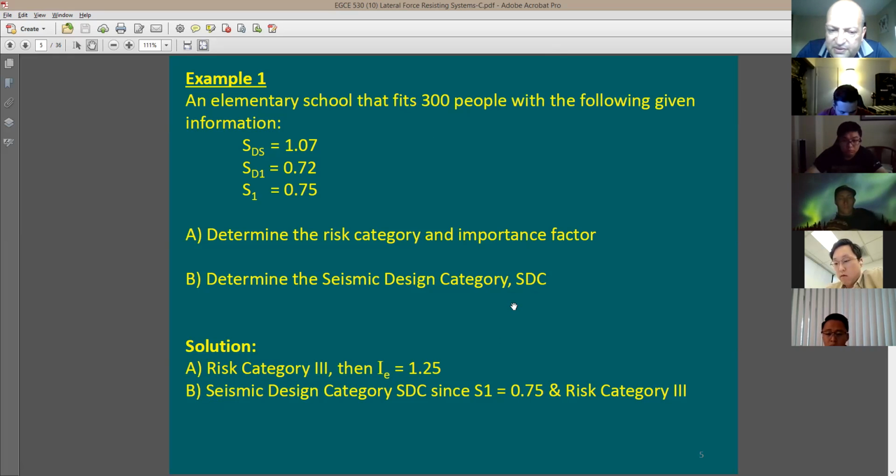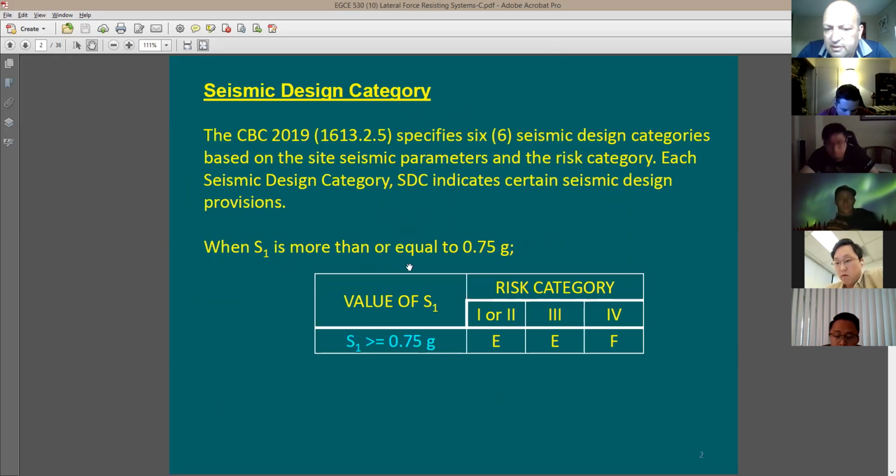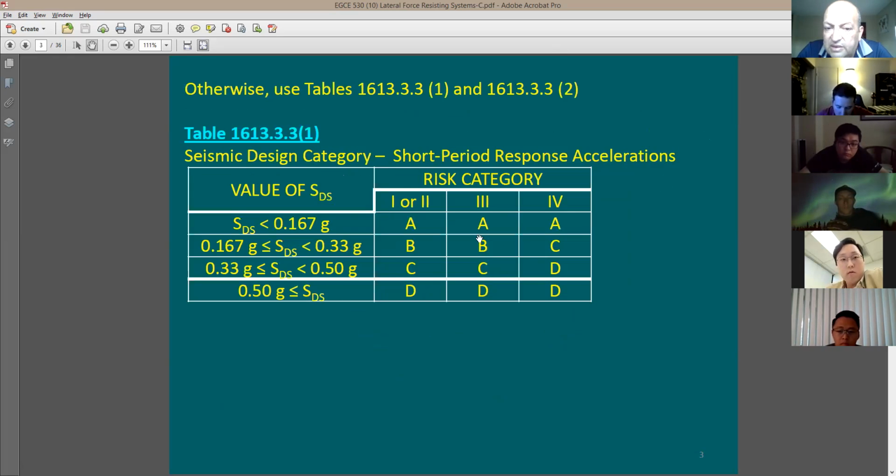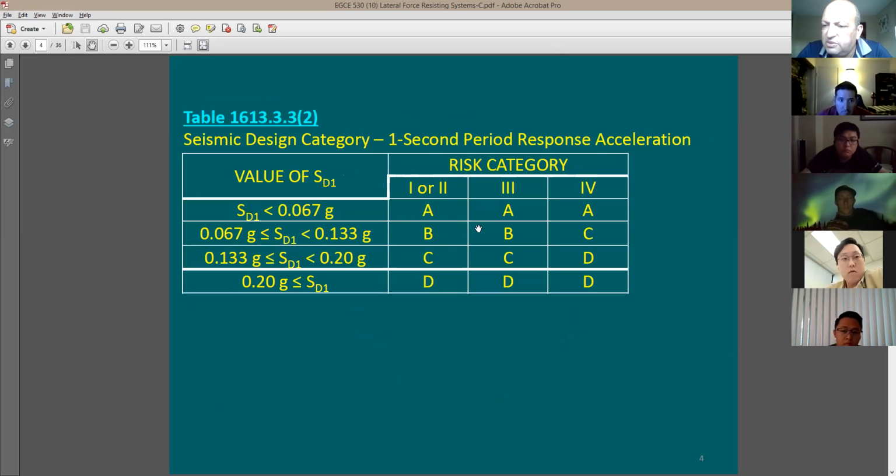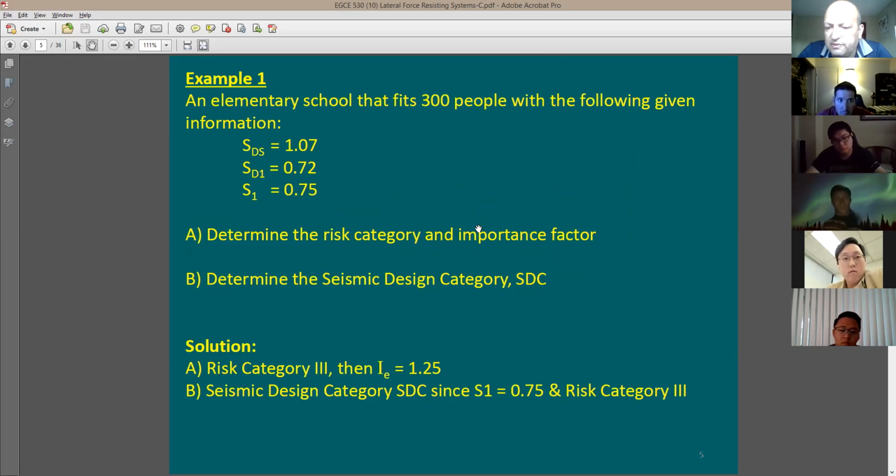We have this table that we went through. Now, I understand that if you're going to be at 0.75 and you're going to be a risk category 3, let me take you back here. Okay. I'm going to be 0.75, risk category 3. I'm going to be seismic design category of E. So I have it from this table. Once I do this, I don't really need to do these 2 checks for SD1 and SDS. So if S1 is more than 0.75, you're done. You can just move forward. So now here's your seismic design category. The SDC, right, is going to be E.